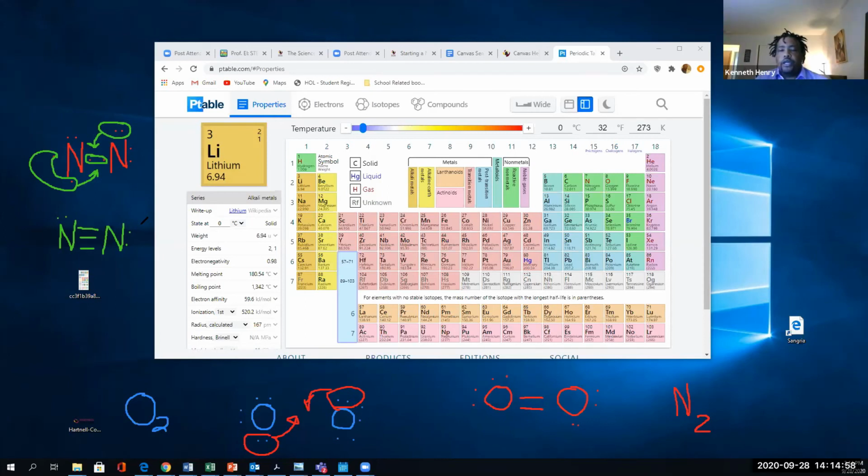Okay, so the goal is, again, if you can, you want to try to have 8 around you so that you'll be like a noble gas. Okay, now there are going to be exceptions to this. There's always exceptions. Welcome to chemistry. There's going to be an exception, right?